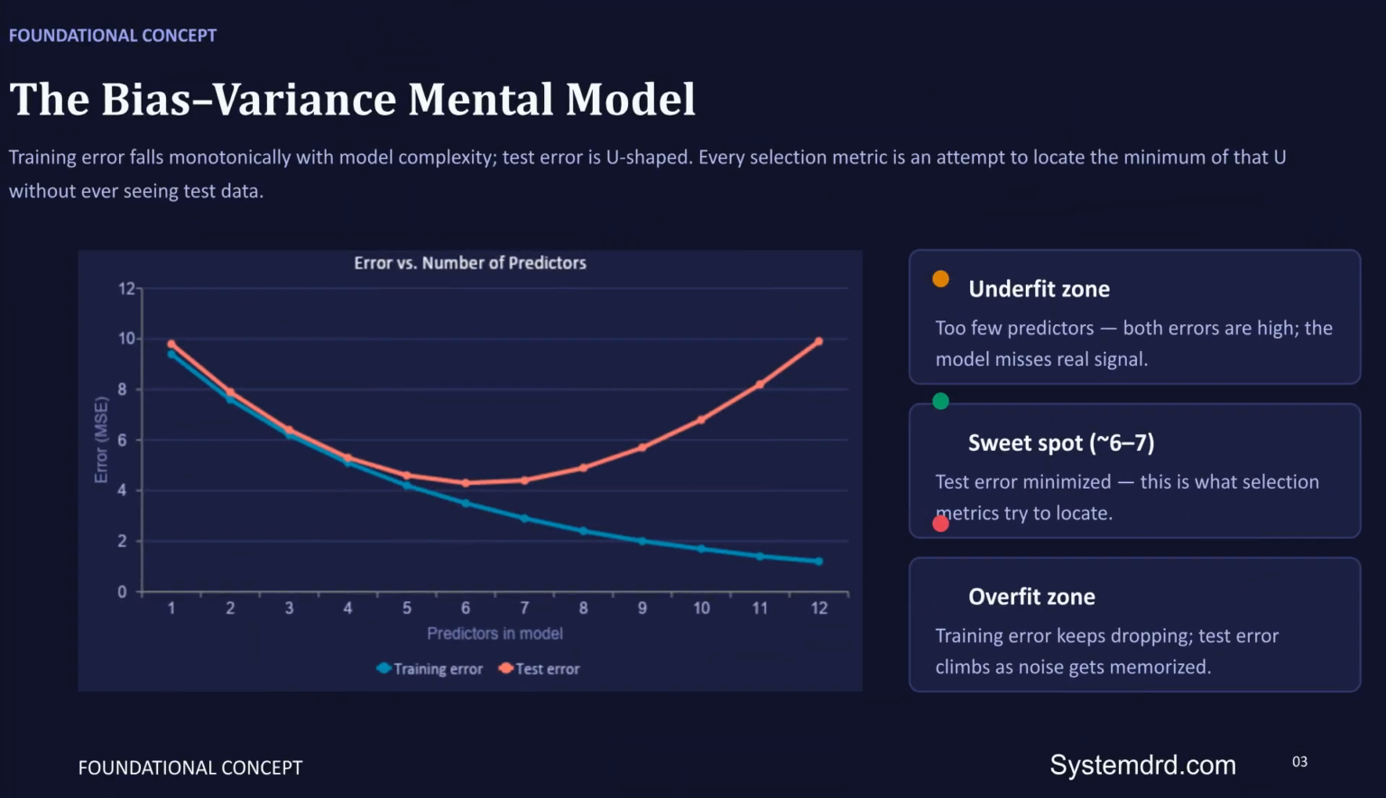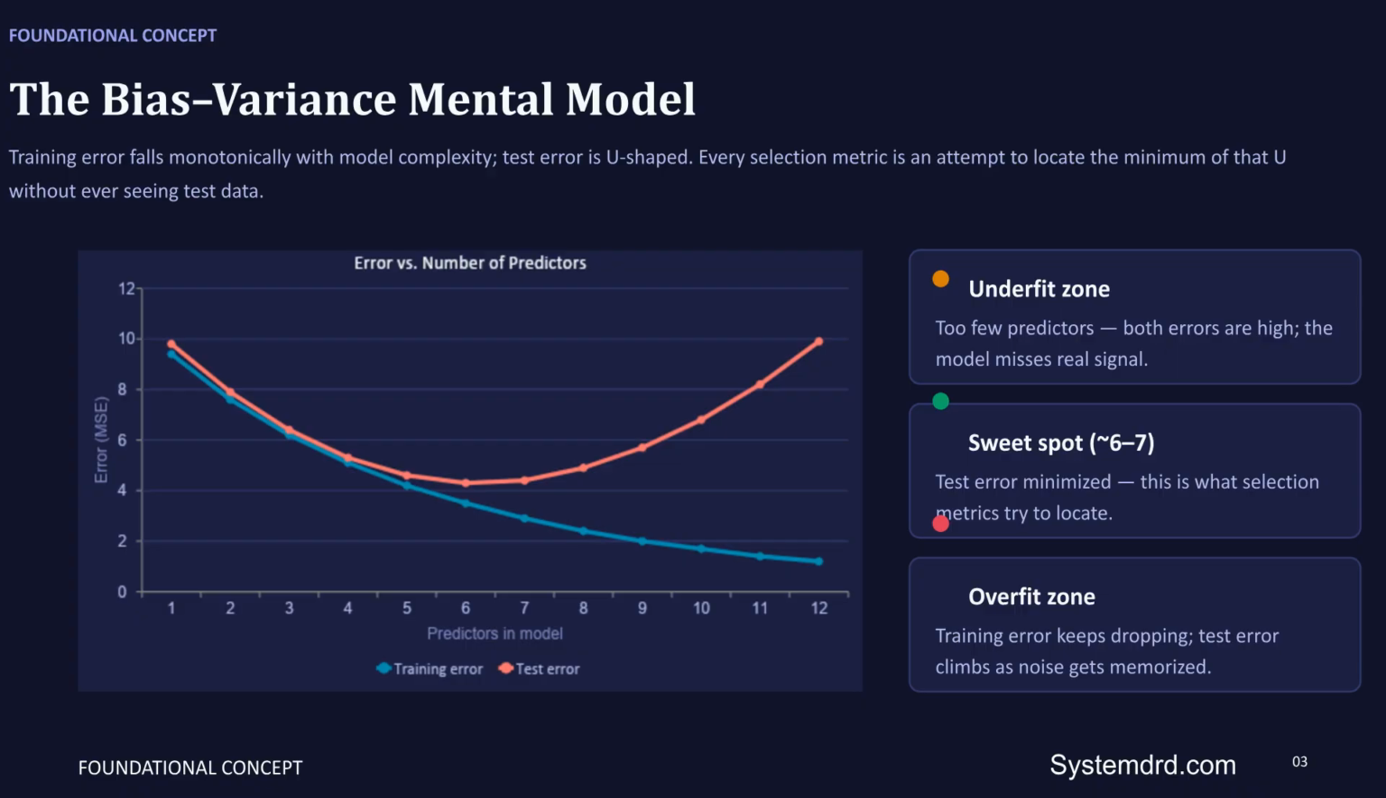This chart is the single most important picture in the entire talk, so I want to spend real time on it. On the x-axis, we have the number of predictors in the model, complexity essentially. On the y-axis, error. The blue line is training error, and the red line is test error, error on data the model has never seen. Notice the blue line. It falls monotonically. It just keeps going down as you add predictors, exactly like we said a moment ago. More variables, better in-sample fit, always. But the red line, the one that actually matters for a model in production, is U-shaped. It falls, bottoms out, and then rises again.